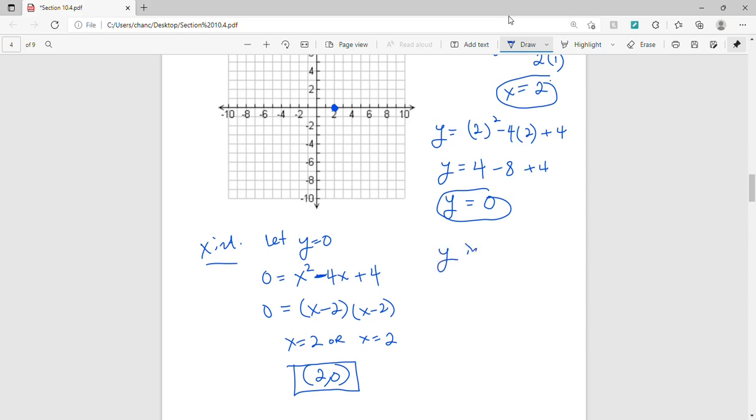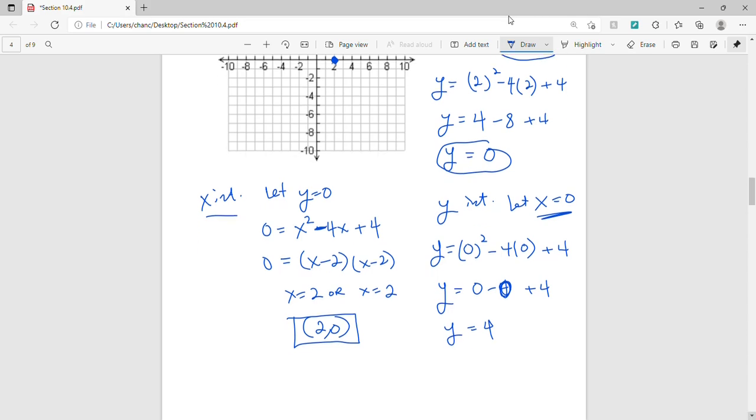Now we'll find the y-intercept. We'll let x be equal to 0, and so we have y equals 0 squared minus 4 times 0 plus 4. Again, we're substituting x equals 0 into the original equation. So that's y equals 0 minus 4 times 0, that's going to be 0, plus 4. So this simplifies to 4. That means the y-intercept is the point 0 comma 4. Let's plot that onto the graph, 0 comma 4.